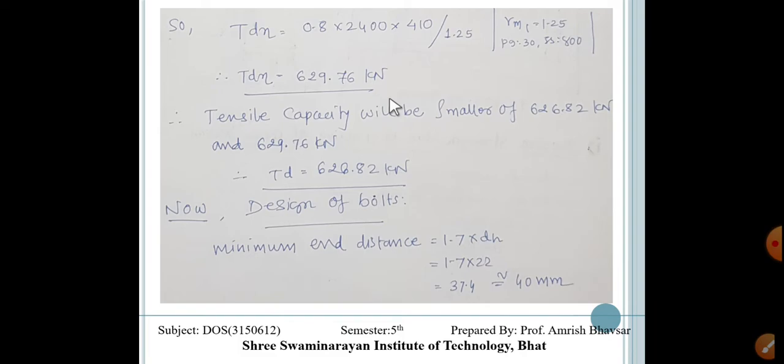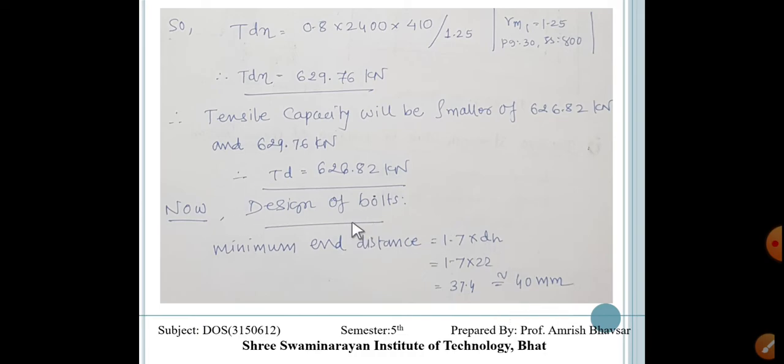Now the third thing, that is block shear failure, and for that we first have to find out the number of bolts. For finding the number of bolts, we take the smaller value of TDG and TDN, and we will get 626.82 as TD, meaning this much force is acting on our section. Now for designing the bolt, we first find the end distance, that is 1.7 into diameter of hole, and that is 37.4. So we are going to take 40 mm as a round figure.